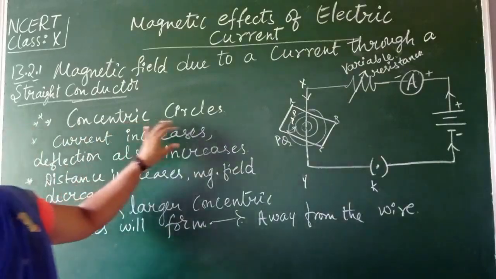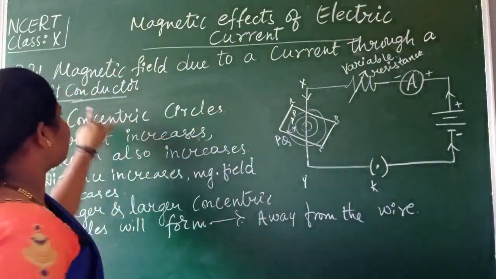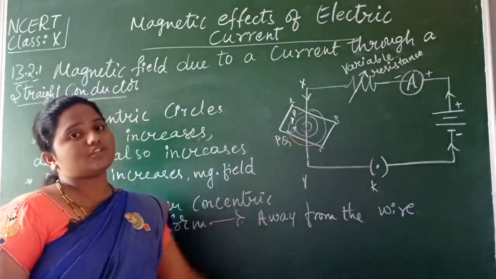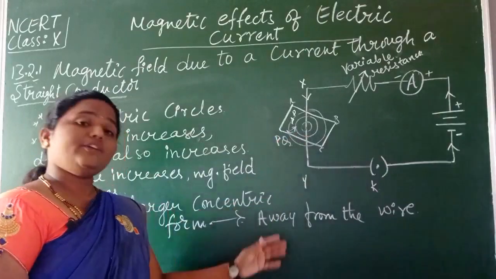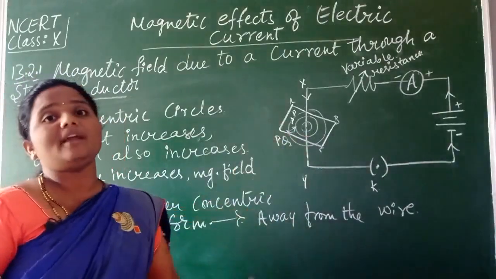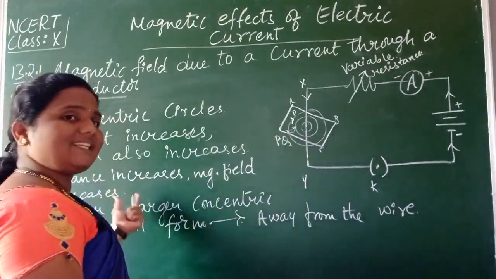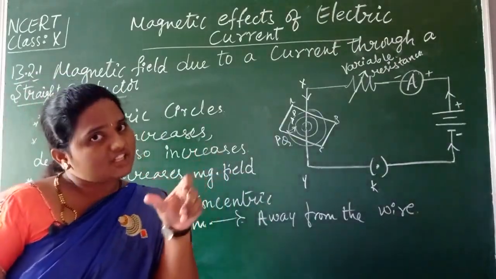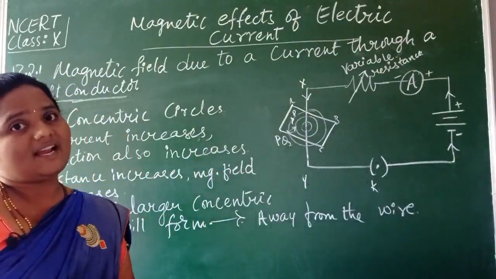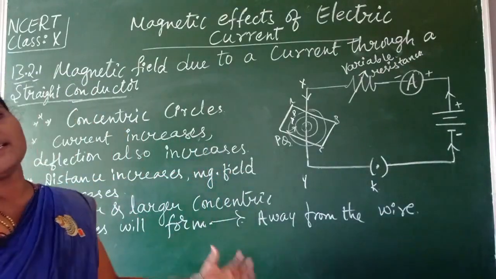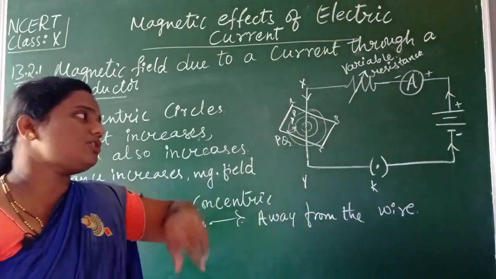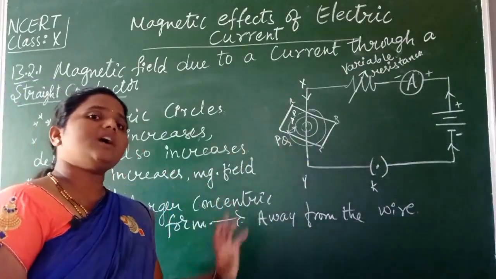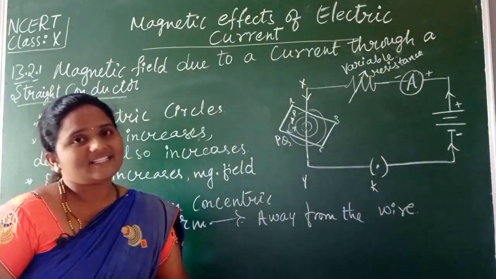The main things in this activity you have to understand, children: the pattern of the magnetic field is concentric circles in the straight conductor. And if the current increases, the deflection in the compass increases, and the magnetic field at that point will be more. If the distance increases, the magnetic field reduces, which means deflection in the compass will reduce, isn't it? And in other words, larger and larger concentric circles will form when we move away from the copper wire. Isn't it, children?